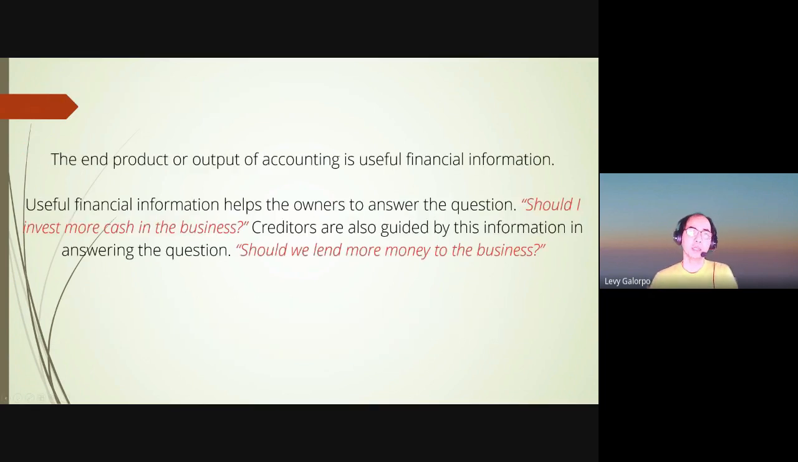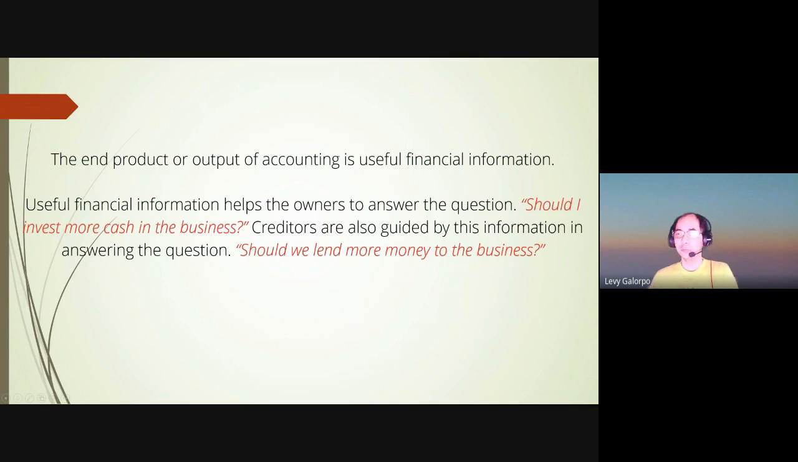Now, the end product or output of accounting is useful financial information. Kaya nga useful dahil sa pamamagitan ng mga information na makikita natin sa financial statement, tayo ay magbibigay ng desisyon. No? Ito yung sinasabi nating questions that should be answered by the financial information. Should I invest more cash in the business?